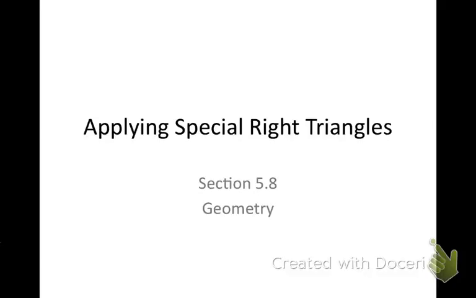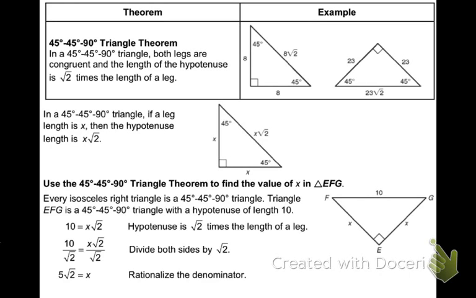Applying special right triangles, section 5.8. Last section of the chapter here today. Okay, again, applying these special problems to right triangles. The first one we're going to talk about is a 45, 45, 90 triangle.